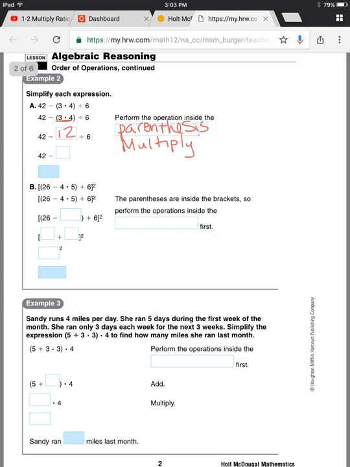And then we're going to divide, because division comes before subtraction, and we get 12 divided by 6 is 2, and then we're going to subtract, and we get 40.